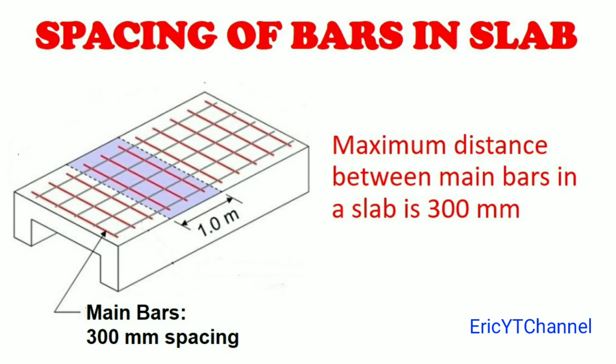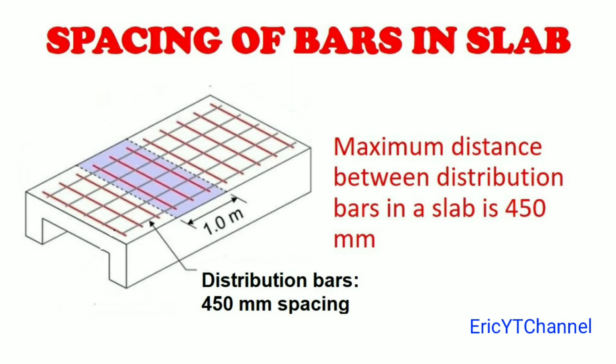Spacing of bars in slab. Specification is maximum distance between main bars in slab is 300 mm. Spacing of bars in slab. Specification is maximum distance between distribution bars in slab is 450 mm.